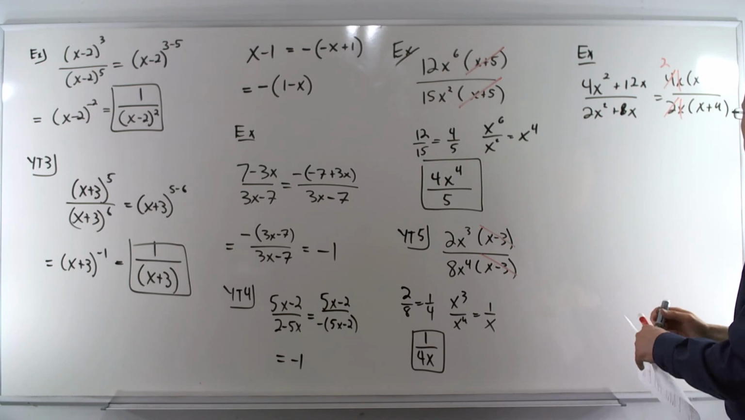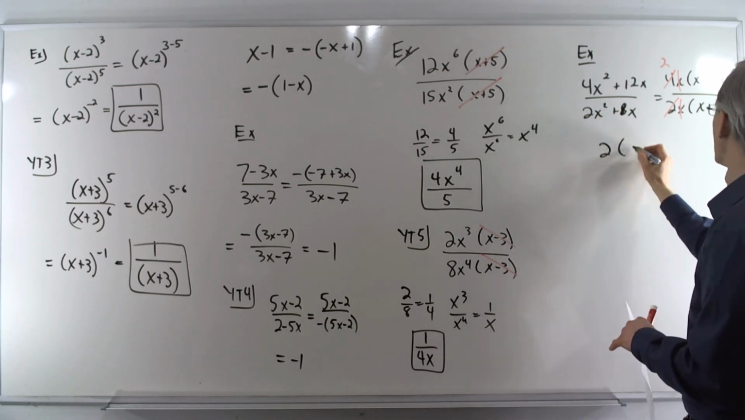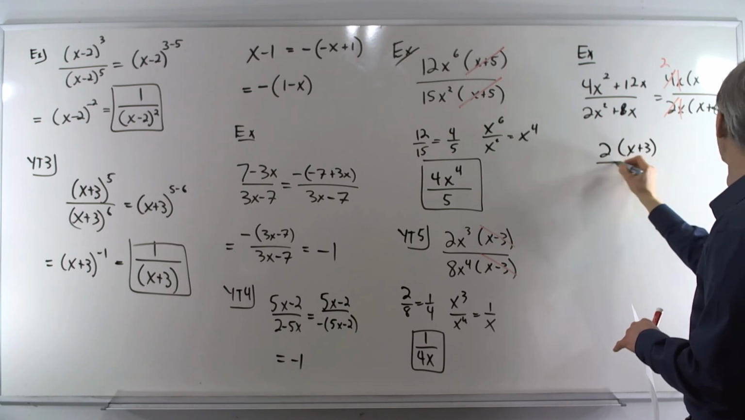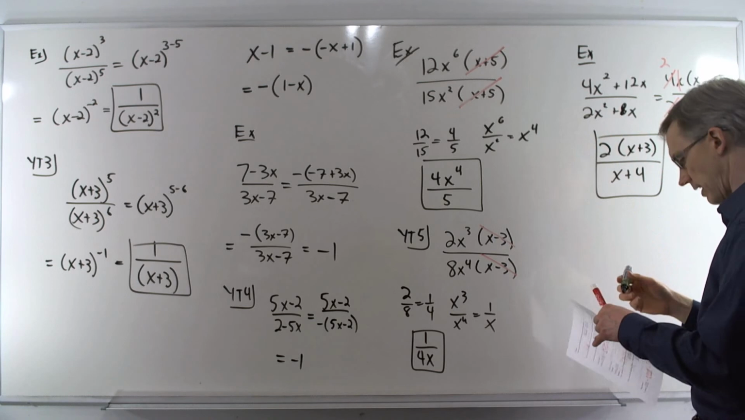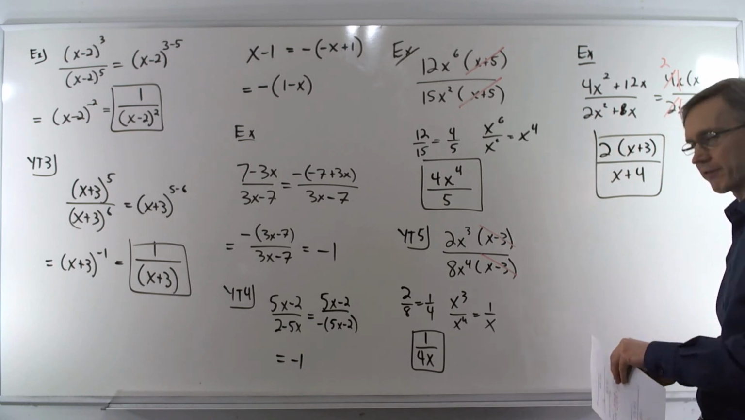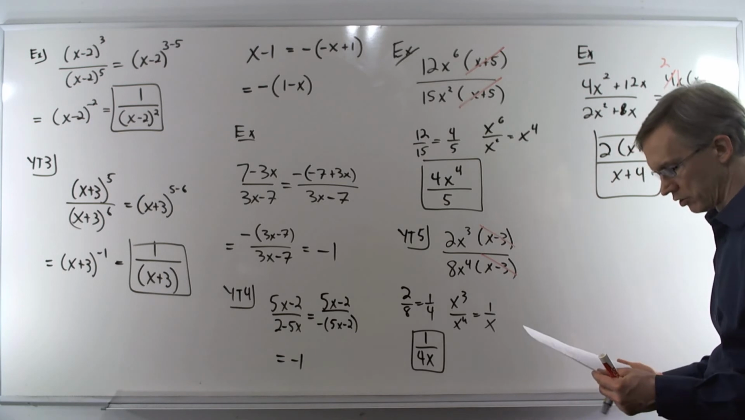So what do we have left? We got 2 times x plus 3 on top and x plus 4 on the bottom. So sometimes we'll have binomials left over in the final answer. Your turn, number 6.